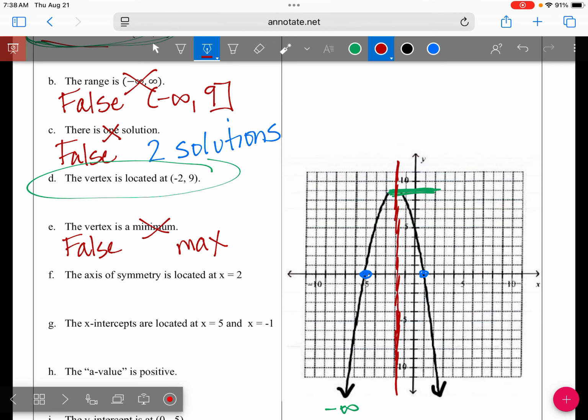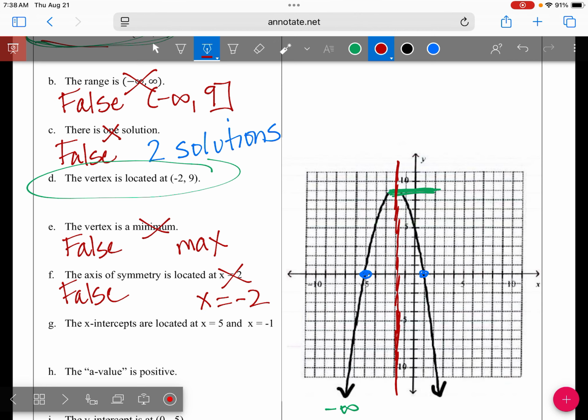All right, is that at +2, at x equals +2 or x equals -2? -2, good. So this is also false. That should be -2.